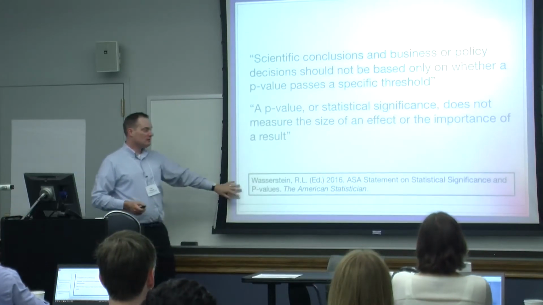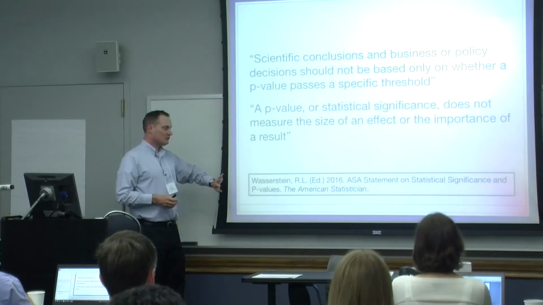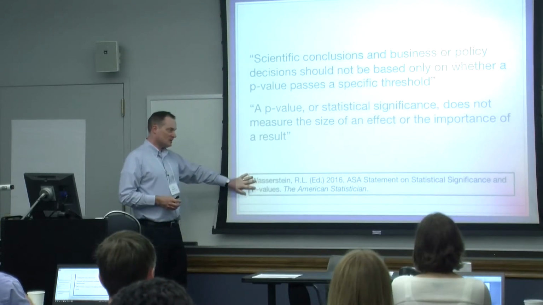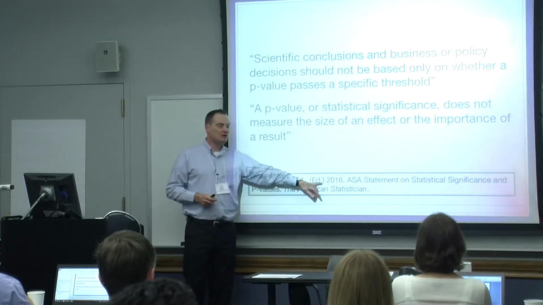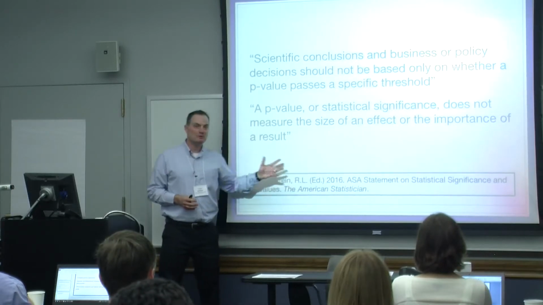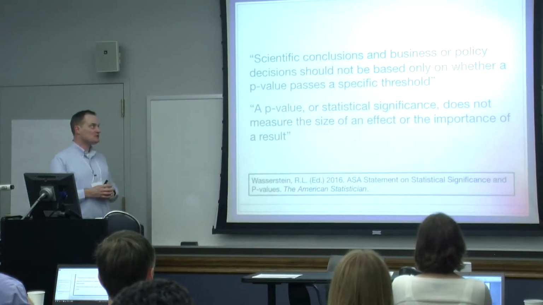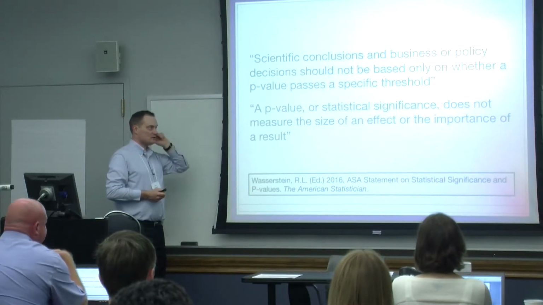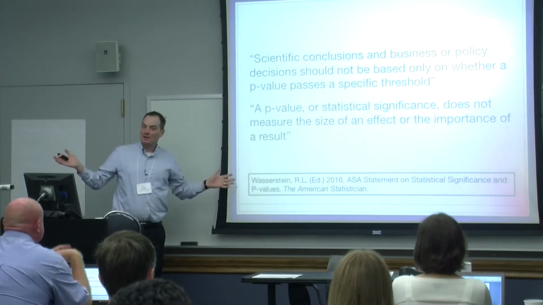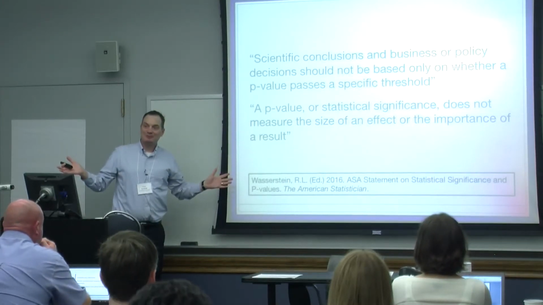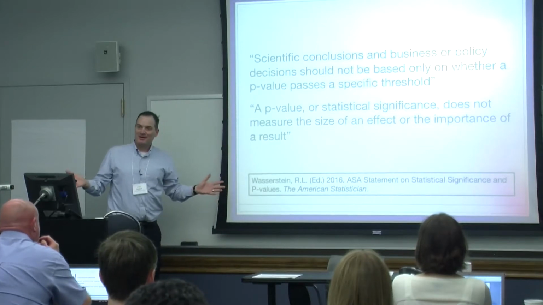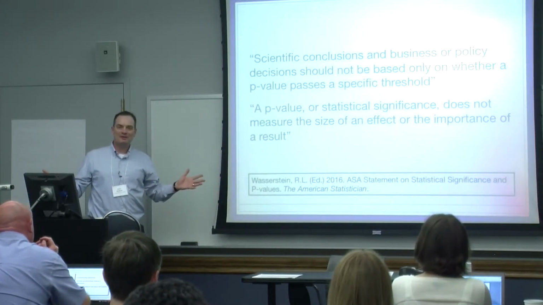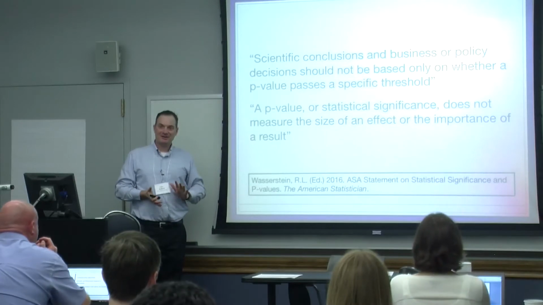Now, according to the American Statistical Association, the American Statistician, which is bedtime reading for all of us, last year they announced their statement, which said, scientific conclusions and business or policy decisions should not be based only on whether a p-value passes a specific threshold. A p-value or statistical significance does not measure the size of an effect or the importance of a result. Now, the trouble is they didn't tell us what we were supposed to do. So it's like, you guys, you're doing it all wrong. Bye, see you later.